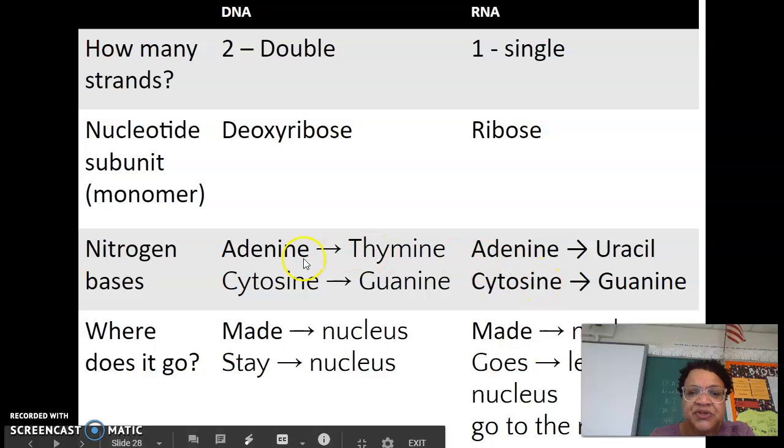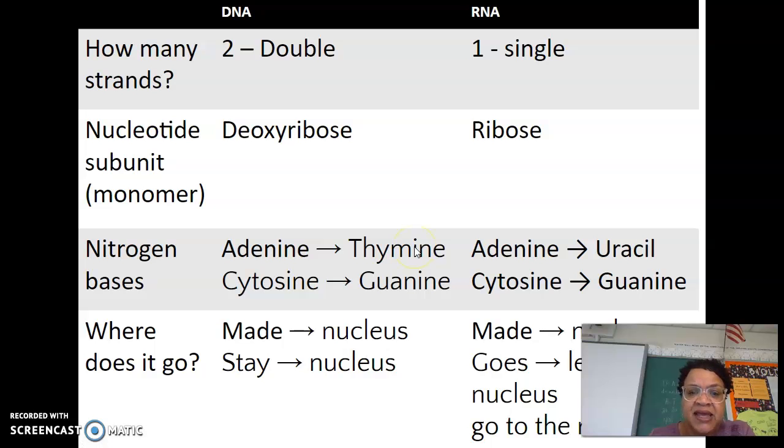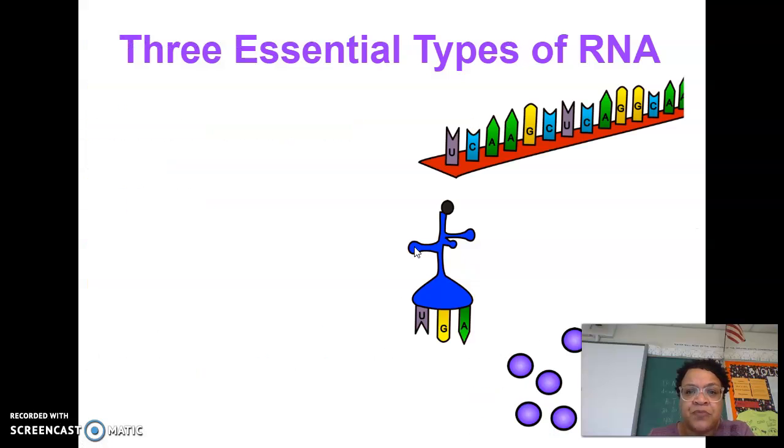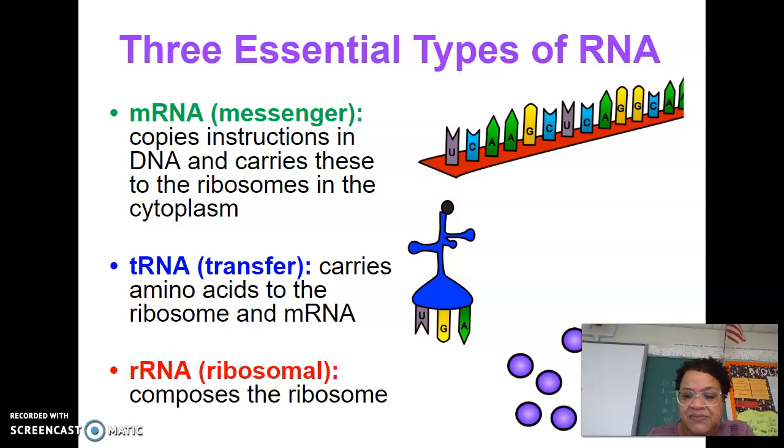So just as a review, look over this chart of the differences between DNA and RNA. So we have three essential types of RNA. We have messenger RNA. That copies the instructions in DNA, and it carries these instructions to the ribosome in the cytoplasm.